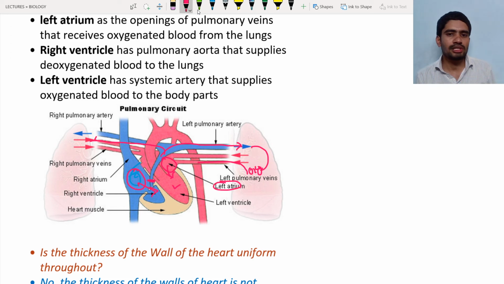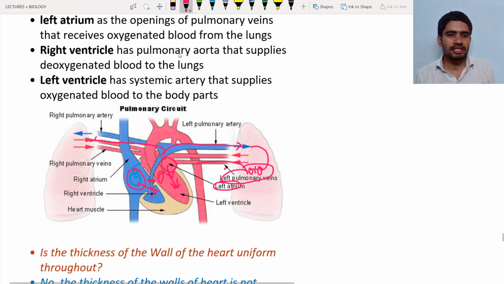So this left atrium receives oxygenated blood from the pulmonary veins. Okay, pulmonary veins, and these pulmonary veins bring the blood, which will be dumped into the left atrium. From the left atrium, the blood will move into the left ventricle, and here the left ventricle is going to pump blood into the systemic aorta through a valve. That valve is known as the systemic valve.